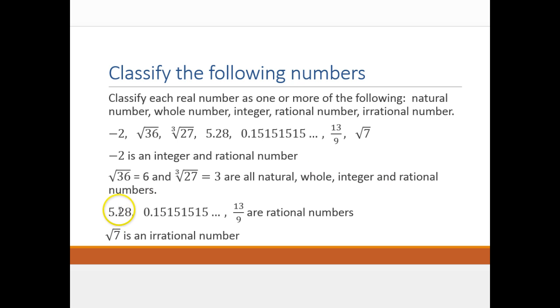The next three I looked at, the 5.28, the 0.15 repeating, and the 13 ninths. Remember, decimals that terminate are rational numbers. So are decimals that repeat. And 13 over 9, 13 is an integer, 9 is an integer, so this is a ratio of two integers, so by definition, it's a rational number. So all three of these are rational numbers. And finally, square root of 7, I cannot reduce that at all, therefore it is an irrational number.